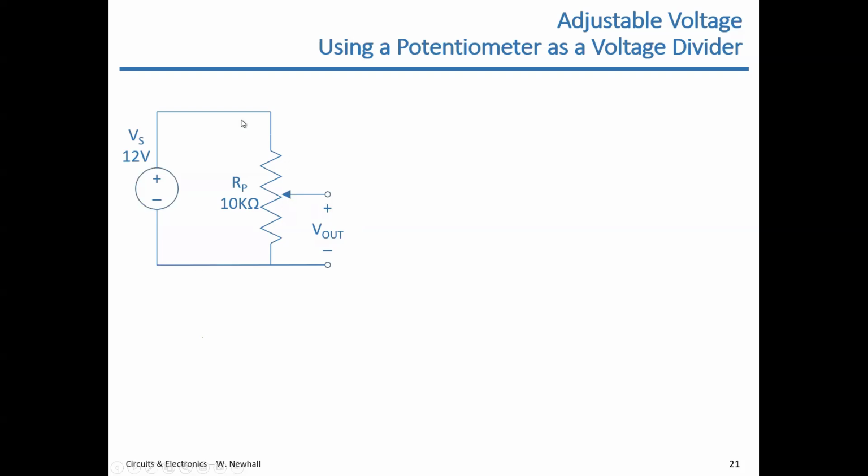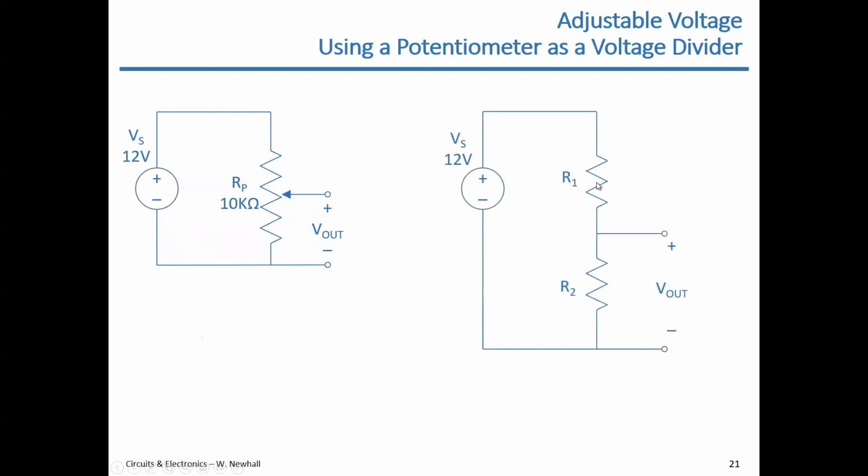So what I'm going to do is take this circuit and replace the potentiometer with the equivalent two resistors, R1 and R2. R1 plus R2 equals RP, 10K. And let's see how this potentiometer creates this variable output voltage. Okay, this is a voltage divider. The output voltage is the voltage across resistor R2.